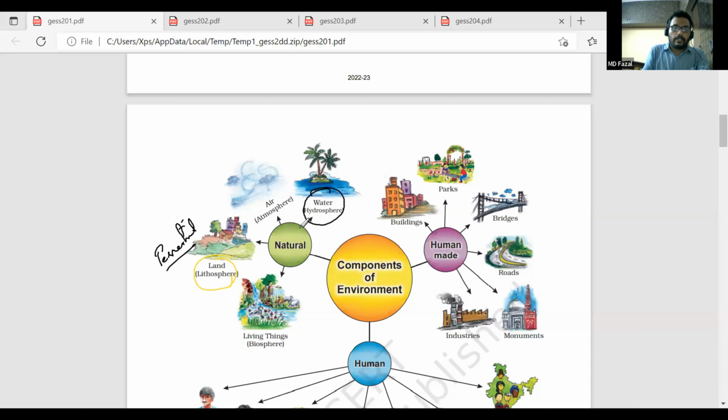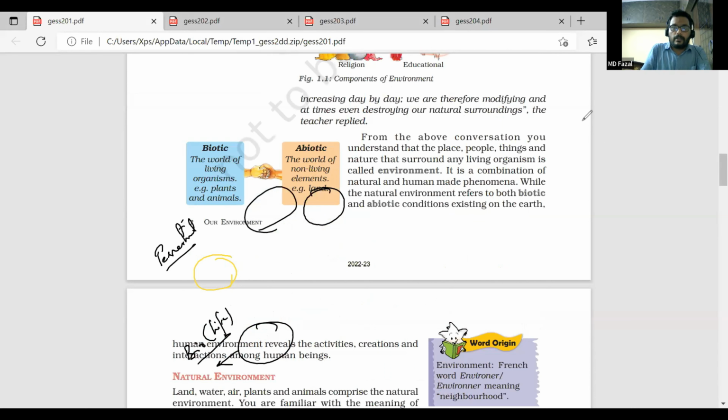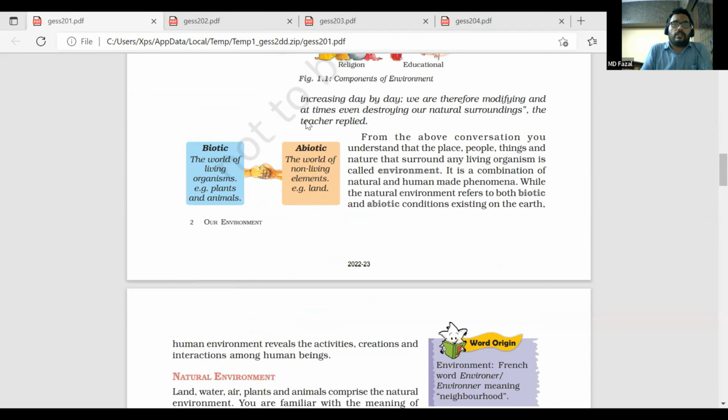Okay, water, hydro, atmosphere, living things, bio, which is nothing but life. All right, and the next important thing here, a few things you should understand: you can underline what comes under the important aspects. For example, you read biotic, what comes under biotic, what comes under abiotic.